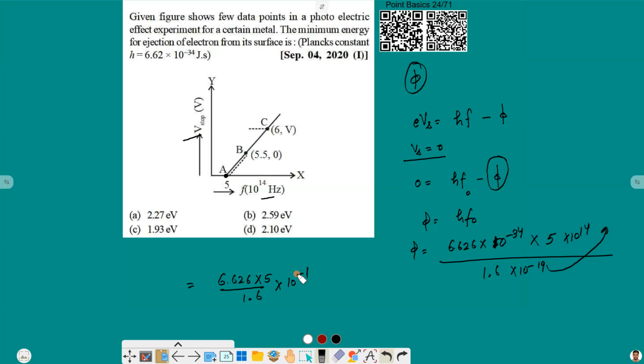Now what we can do here, let us approximate it. So suppose this is 6.5 into 5 divided by 1.5. This will be 0.3 and this will be 65 by 3, and basically 22, let us write approximately. So that will be 22 into 10 raised to the power minus 1 approximately, or 2.2 electron volt. That is nearby to option D here.